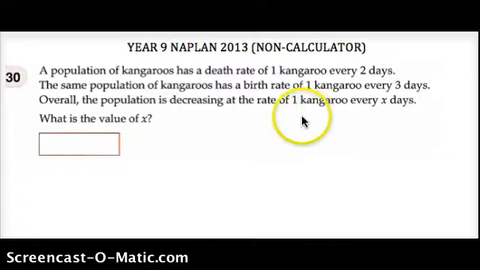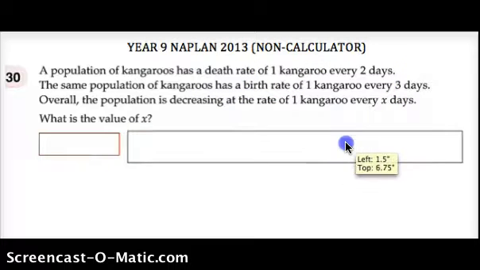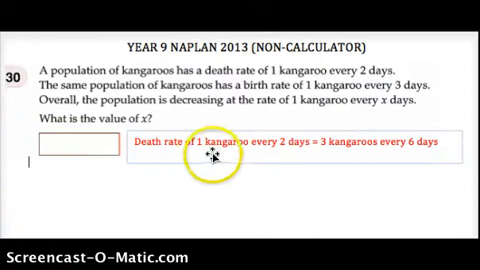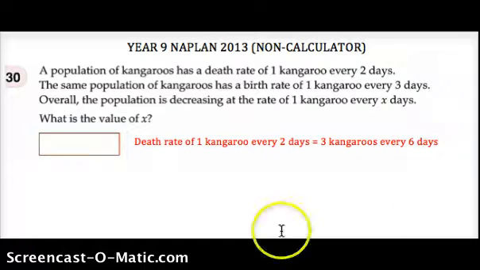Now, to be able to work out the rate at which the population is decreasing, because the 2 days and the 3 days aren't the same, we need to look at what number both 2 and 3 go into, and that's 6. So instead of saying the death rate is 1 kangaroo every 2 days, we want to say how many kangaroos die every 6 days. So we'll just do that here. A death rate of 1 kangaroo every 2 days means 3 kangaroos will die every 6 days.